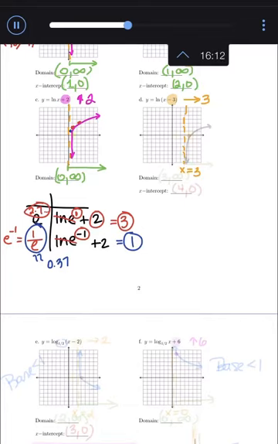Our point that we normally start out with is normally at 1, 0. Again, shifting it to the right 3, it will now be at 4, 0. Now the question is, what's happening around it again? Remember, because our base is bigger than 1, this should be increasing through this point. If we need to find extra points, we could, but let's go ahead and draw our graph.